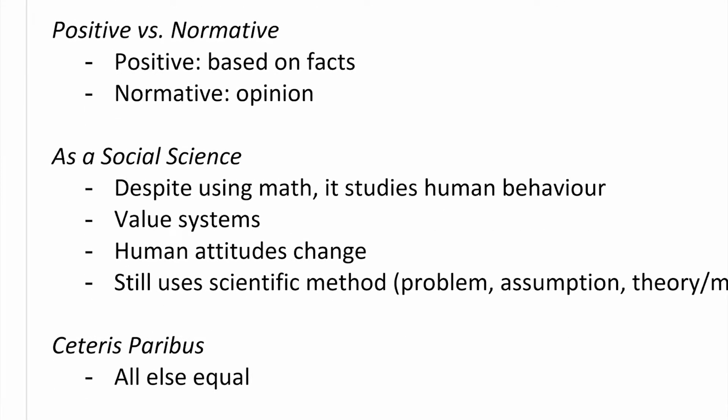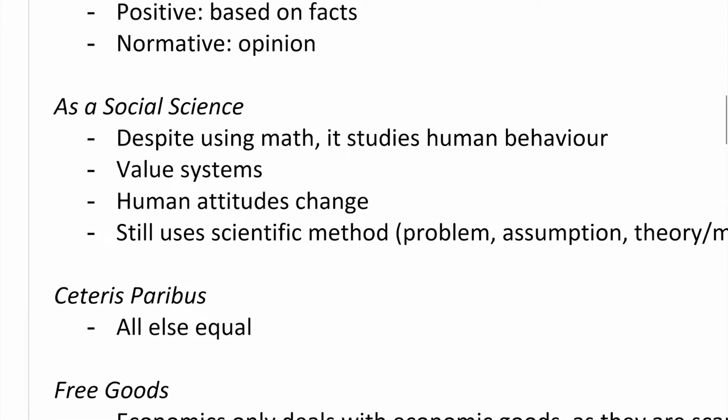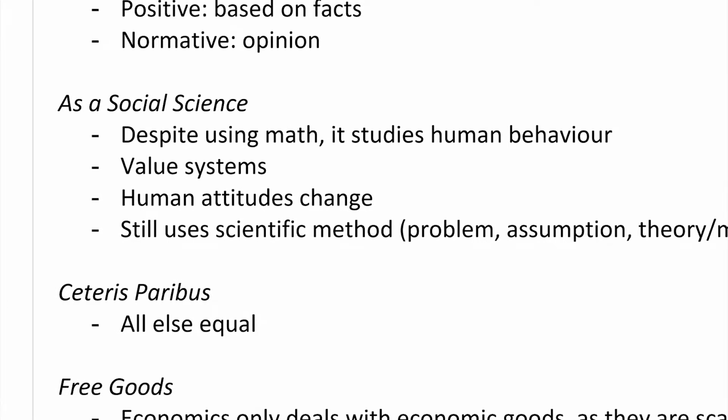Positive versus normative. There are two ways to approach economics, positive or normative. Positive is based on facts, whereas normative is based on opinion, value expressions, beliefs. An example of a positive statement is the economy has grown by 2% last year. And a normative statement would be corruption in the government is a big problem.